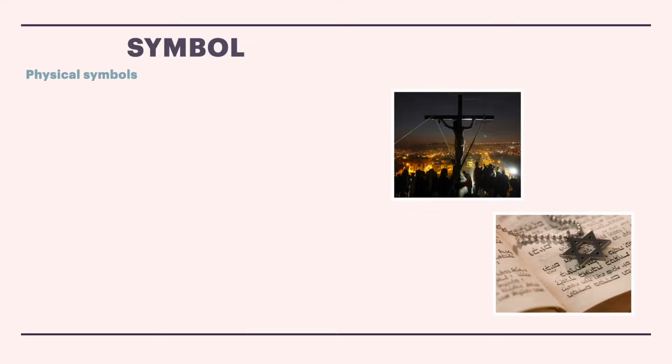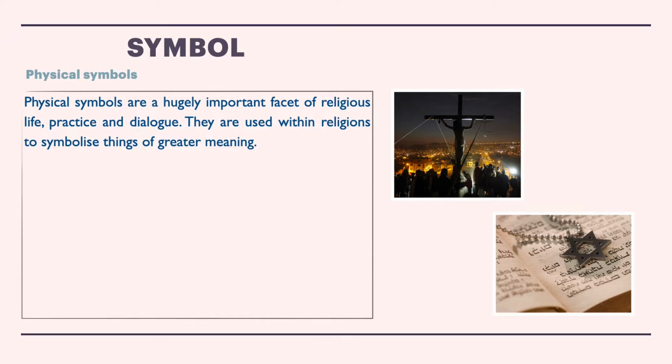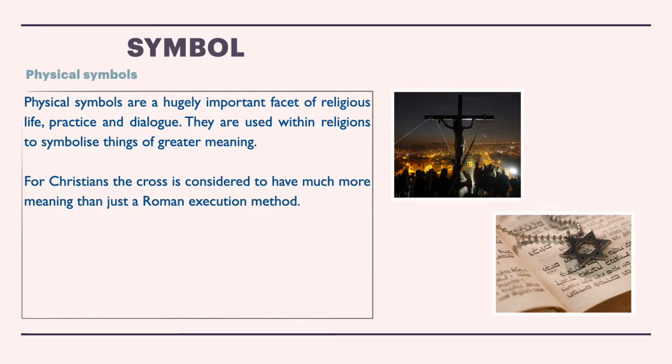Well, let's turn to symbol. This is another way of talking meaningfully about God. Physical symbols are a hugely important facet of religious life, practice, and dialogue. They are used within religions to symbolize things of a greater meaning. Let's take, for Christians, the cross as an example. Now, if we just left it at the historic understanding of the purpose of the crucifix, of the cross, it was to execute murderers and criminals during the Roman Empire.